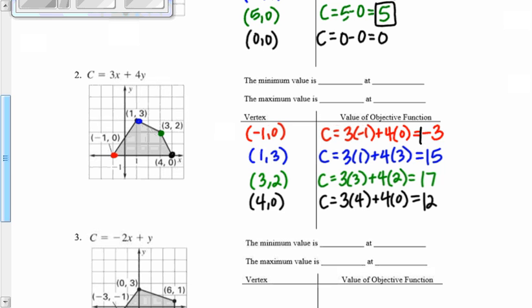So your minimum was, again, this first point at negative 3. That was at negative 1, 0. The maximum value was 17, and that occurred at the point 3, 2.